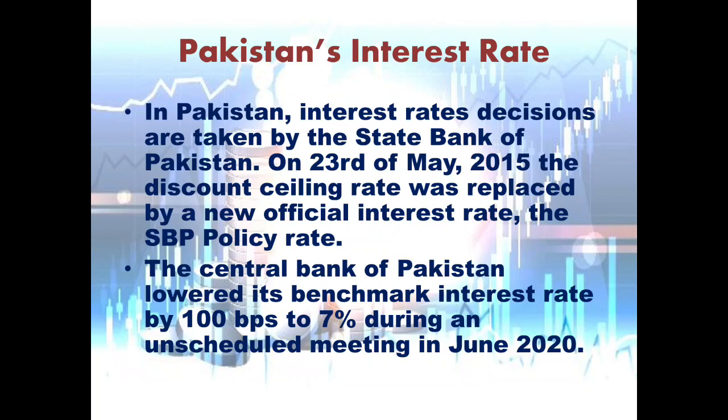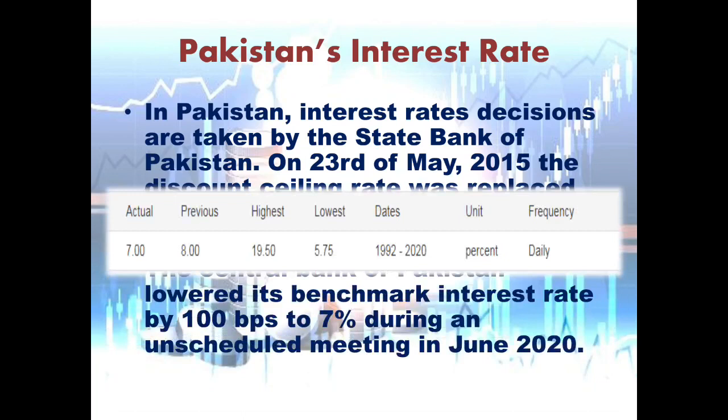Here is the current actual rate, which is 7. Previously, it was 8. The highest it has ever been was 19.5 and the lowest it has ever been was 5.75. This data is taken from 1992 to 2020.